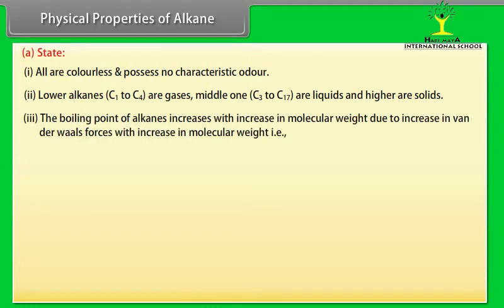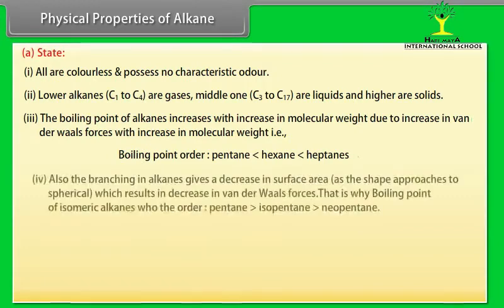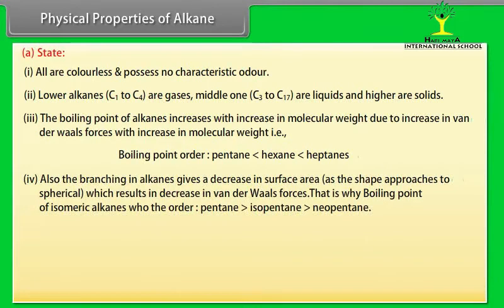Number 3. The boiling point of alkanes increases with increase in molecular weight due to increase in van der Waals forces. That is, boiling point order: pentane is less than hexane is less than heptane. Number 4. Also, branching in alkanes gives a decrease in surface area as the shape approaches spherical, which results in decrease in van der Waals forces. That is why the boiling point order of isomeric alkanes is pentane is greater than isopentane is greater than neopentane.